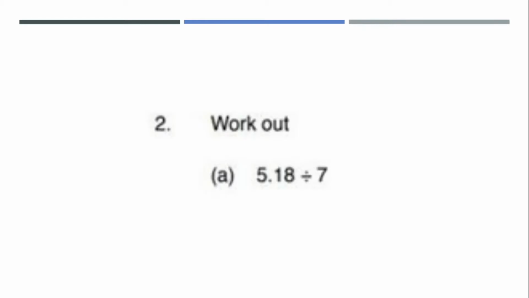So for this question it's 5.18 divided by 7. What you have to do is just make it into whole numbers, so that would be 518 divided by 7, and that equals 74, but since you moved the decimal point of 5.18 to the right, you have to move back to the left, then you get 0.74.